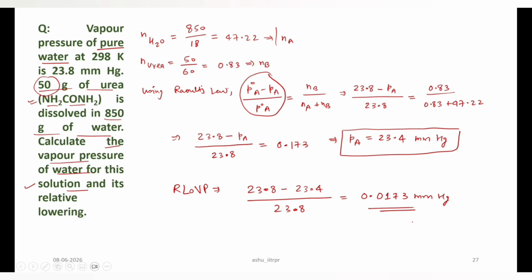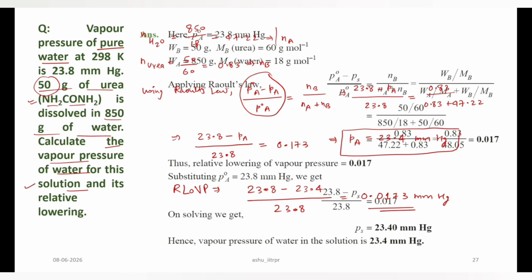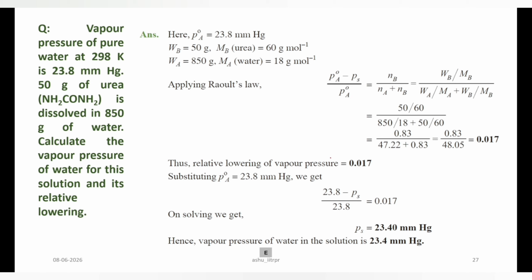So in this way we can solve this equation. This question is important. We will discuss all these examples once again when we discuss the Van 't Hoff factor. So the solution is given: P is 23.4, and the relative lowering comes out to be 0.0173. In this way we can solve this question.